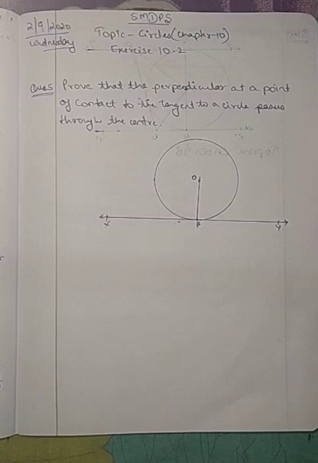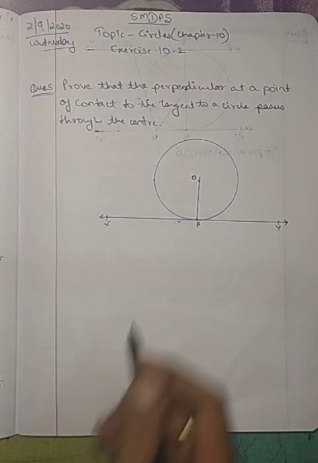Good morning, class. Continuing with exercise 10.2, we will be discussing the remaining questions. The first question is question number 5. What does the question say? Prove that the perpendicular at the point of contact to the tangent of a circle passes through the center.